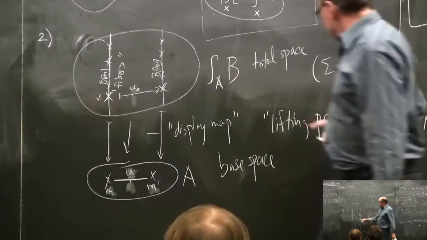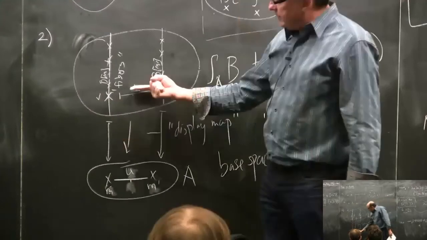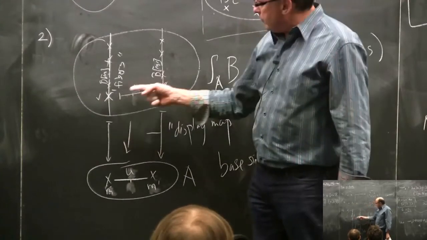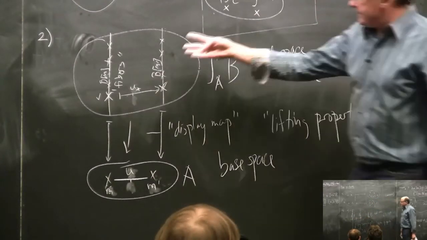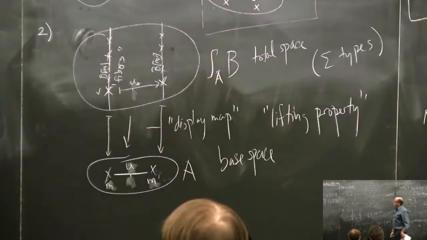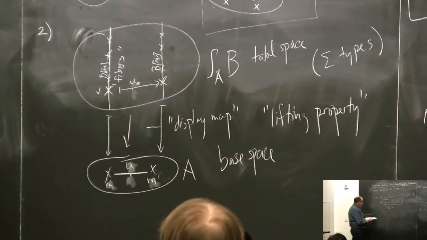So this picture is written here, and I started to mention before, that's called the lifting property because the path U is lifted to the total space up here to a path U star between the fibers. Okay, so if you think of this as sitting above that, then this is being lifted up to that. That's the way the terminology goes. Okay, so how do we define this guy?